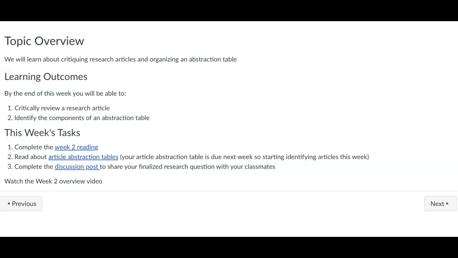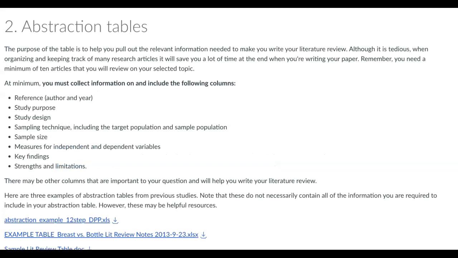So let's talk about your article abstraction tables. If you click this link here, it will take you to a page with more information on the article abstraction tables. So for your literature review paper, you do need to review at least 10 articles. So for your Health 402 literature review paper, if you think back and remember, you had to identify 5 articles that you reviewed. For this assignment, you have to identify 10.